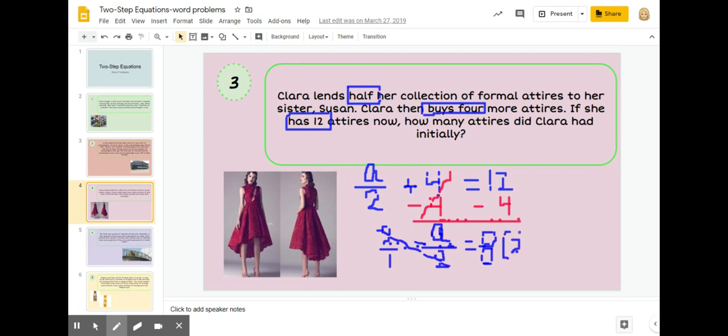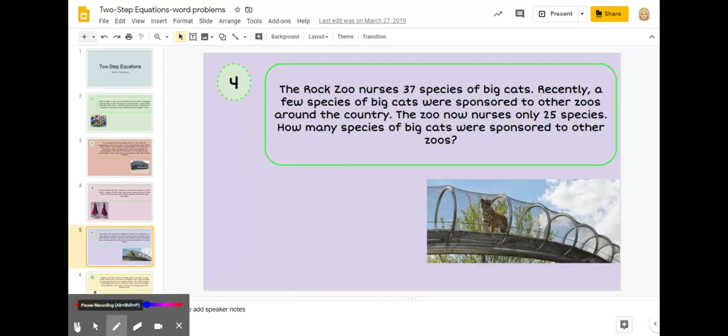And then the product of 8 and 2 gives us our answer. And A, that looks a little better. Watch it end perfectly. And A equals 16. So that tells me that Clara initially started with 16. So how many attires did Clara have initially? Initially, I would start with Clara had 16 attires.